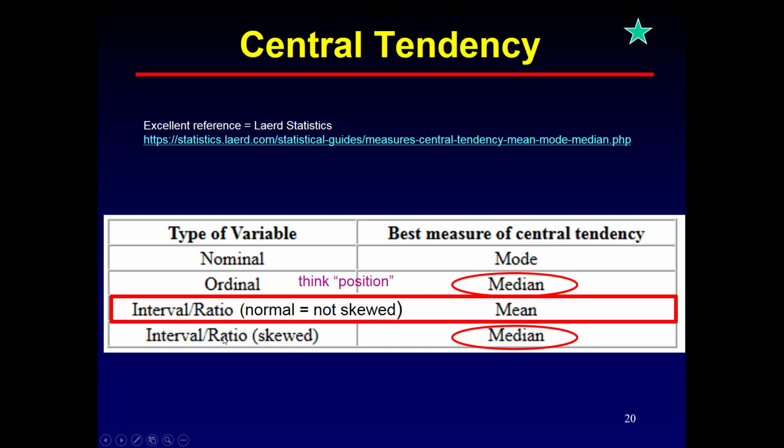And for interval ratio data, generally, when you have a normal distribution, the data is not skewed. The mean works pretty darn well as a measure of central tendency. So keep these in mind. A few other things to remember about the median, a little review. The median is the 50th percentile. The median is the middle score with position. Those kind of things I think will help you out to distinguish these.